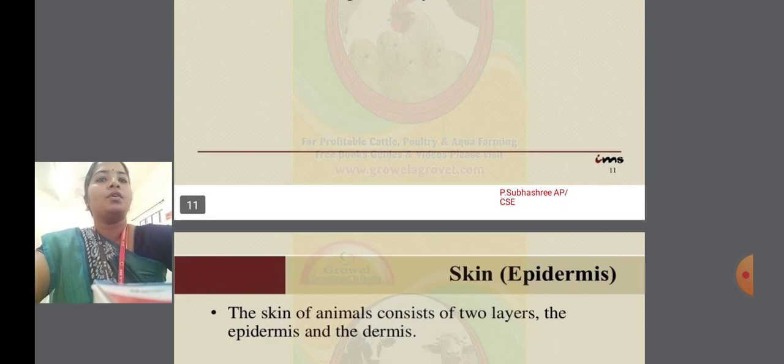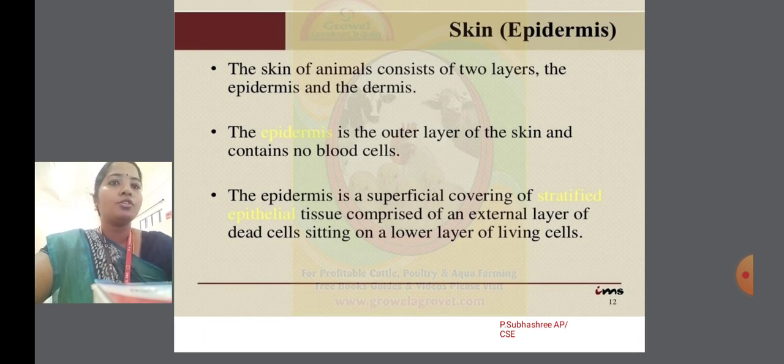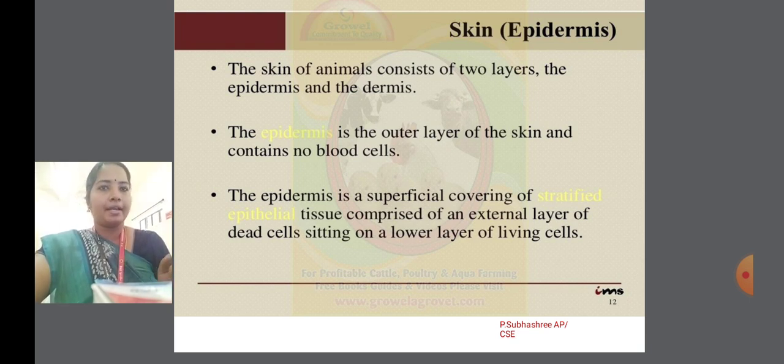The skin of animals consists of two layers, the epidermis and the dermis. The epidermis is the outer layer of the skin and contains no blood cells. The epidermis is a superficial covering of epithelial tissue comprised of an external layer of dead cells sitting on a lower layer of living cells. Understand? The living cells are in the lower layer and the dead cells are in the upper layer.